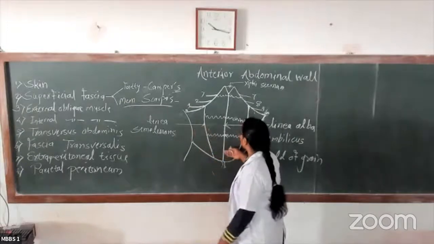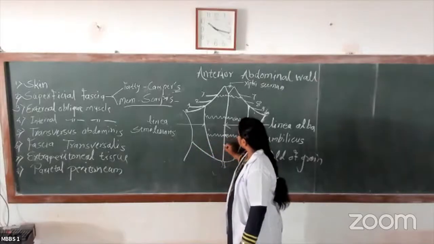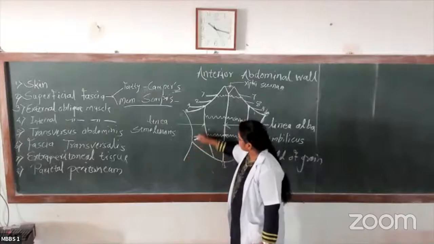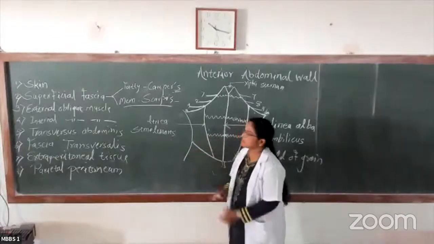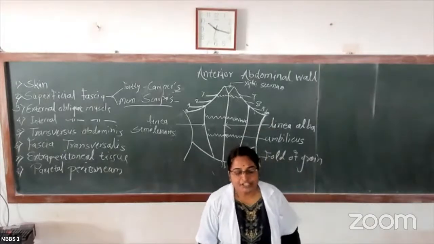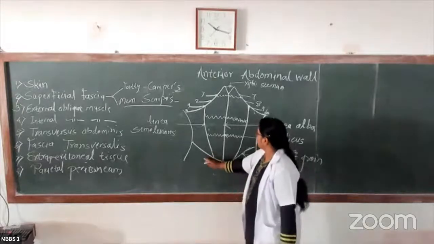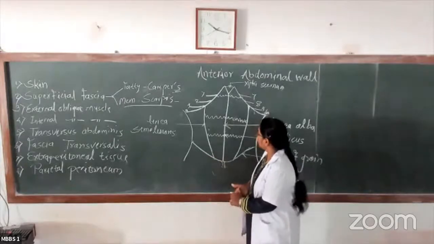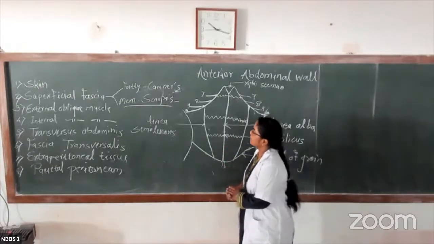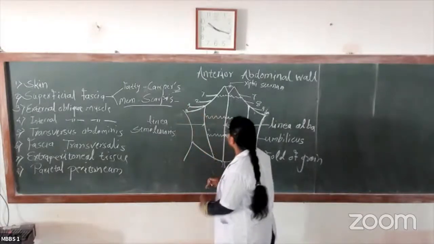Now, this deep membranous layer fuses anteriorly with the linea alba. Then below the inguinal ligament, it becomes continuous with the fascia lata of the thigh. Then here it covers the penis up to the glans penis, and here it is called Buck's fascia. Then it covers the scrotum.